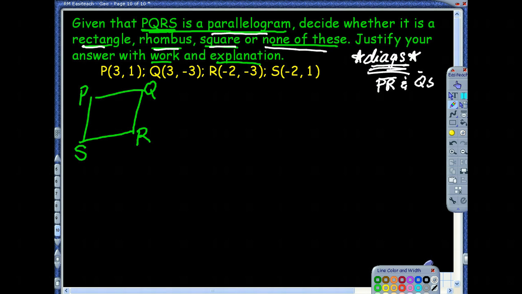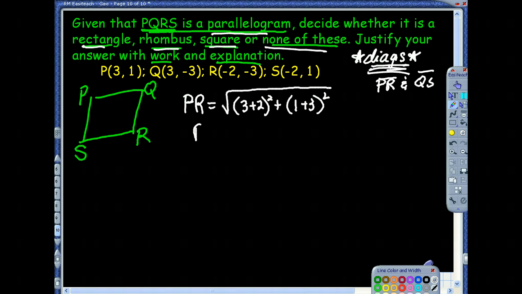Okay, so let's decide first, because really it's narrowing down. Is it a rectangle or rhombus approach? Because if it's a rectangle, then the diagonals would be congruent. So we want to look at their lengths, the measures. Okay, so let's find the lengths of PR and QS. We're going to use the distance formula to do that. So PR's length, we're going to use that distance formula. I'm going to take 3 plus 2, quantity squared, plus 1 plus 3, quantity squared. I'm just doing the pluses because it was minus negatives. Yep.